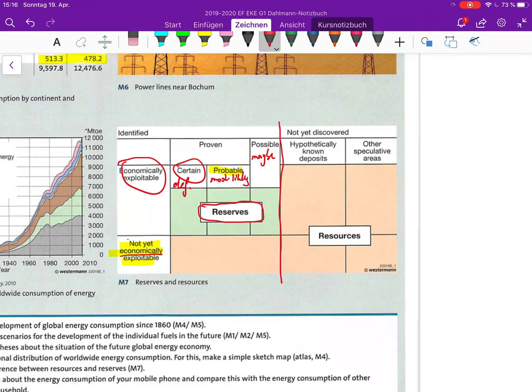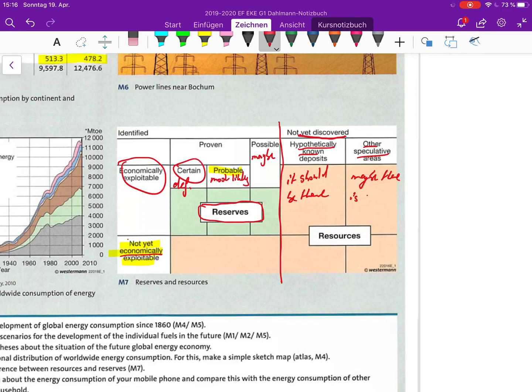Part of the reserves. However, here in the resources, we have not yet discovered, hypothetically known, and other speculative. So hypothetically, there should be some, because we know the structure of our planet from the inside. We know it should be there. It should be there. But no proof, and speculative.